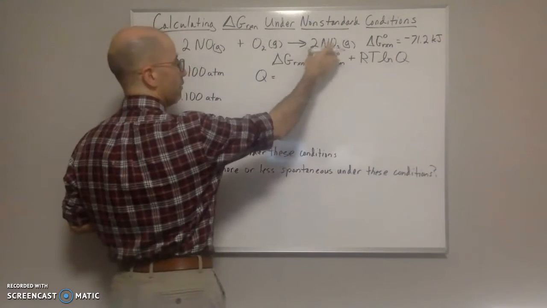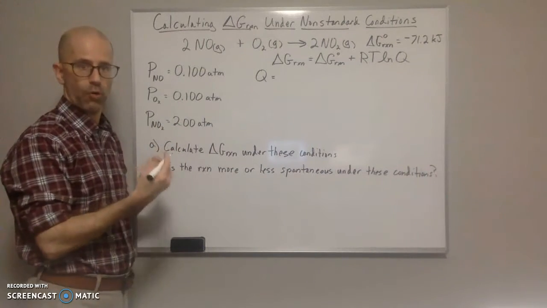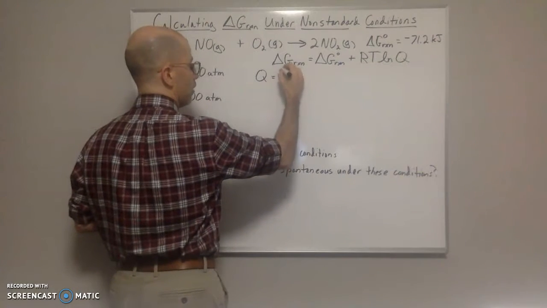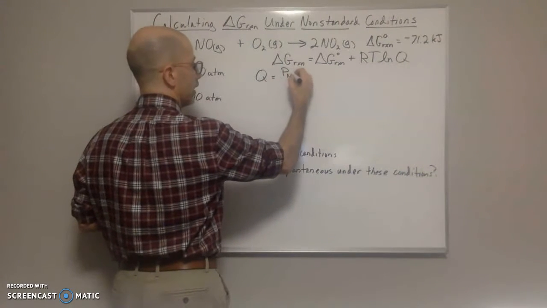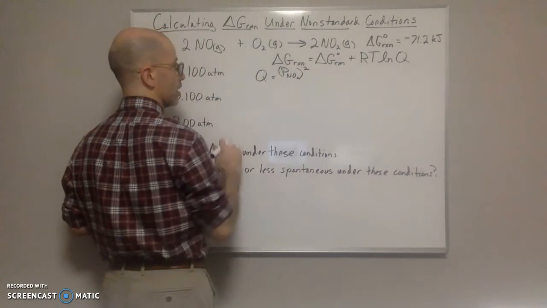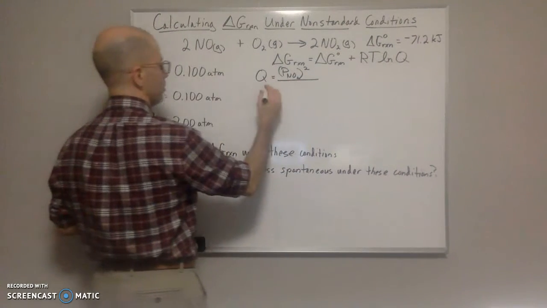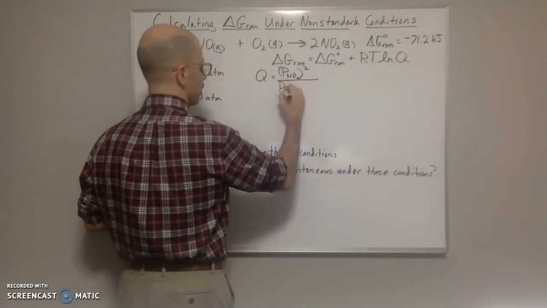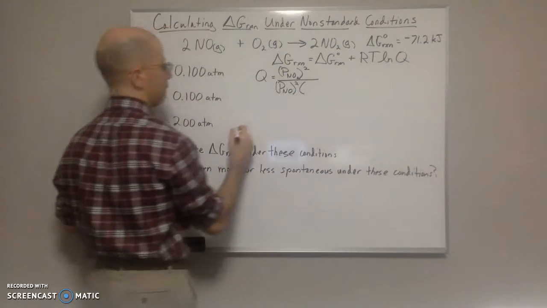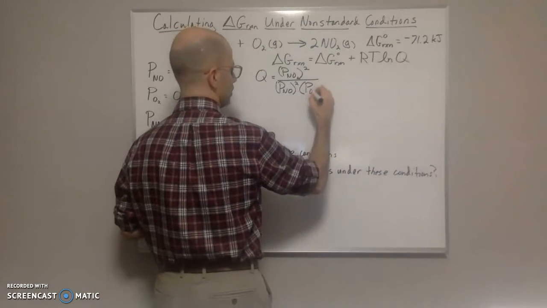So we're going to have the products over the reactants. In this case, we're going to have pressures of products over reactants. That's going to be the pressure of NO2 squared, because it has the 2 coefficient there, and this is on top, and these are on the bottom. You have the pressure of NO, again squared because it has the 2 coefficient, multiplied by the partial pressure of oxygen.